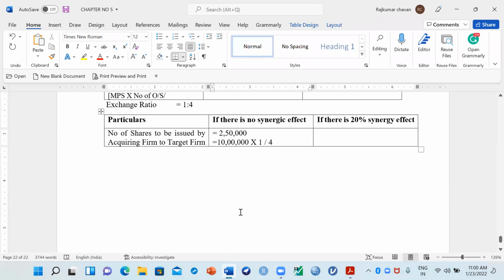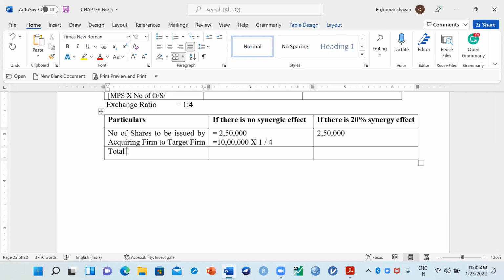Remember, once the synergy effect happens, the earnings of the company will increase. Here also we have the same. Assume that the shares to be issued are the same, 250,000 only. When synergy happens, the value of the company increases. So here also 250,000 shares. So now we know how many shares the company has to issue in both the cases.